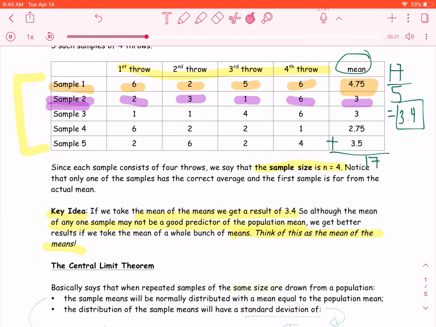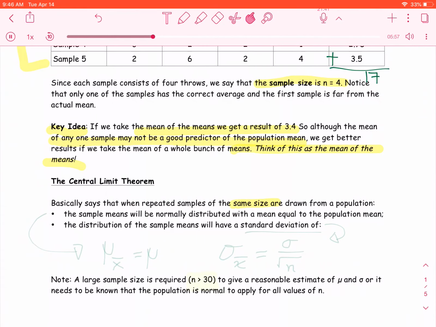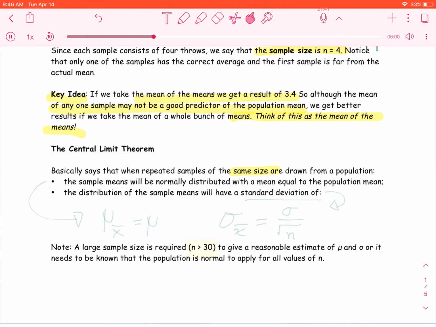This leads us to the idea of the central limit theorem. The central limit theorem considers what happens when you have repeated samples of an experiment. Remember, your sample size needs to be consistently the same. When samples are drawn from a population, we have to consider two things. The sample means will be normally distributed with a mean equal to the population mean. And the distribution of the sample means will have a standard deviation of, okay, so we have our mu symbol.